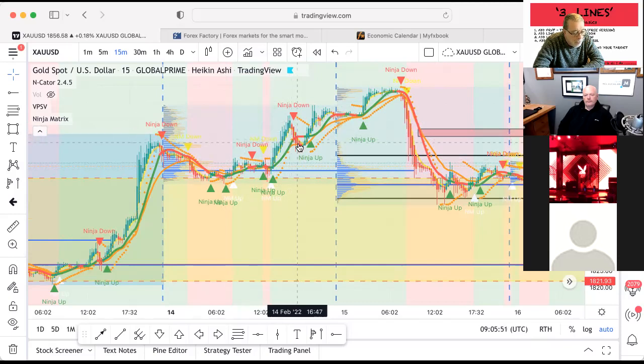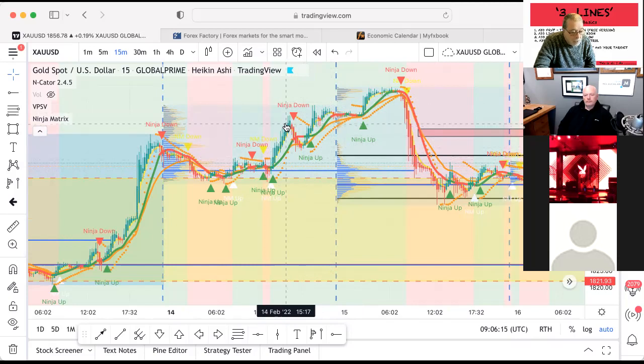He would have ridden this out because the Ninja Matrix is still showing green. So he would have stayed in and ridden that back up to the top there. In fact, he would have stayed in until the end of the day, because it's still green. But the way I would have tackled it is I would have taken some pips on that move there, which I did.